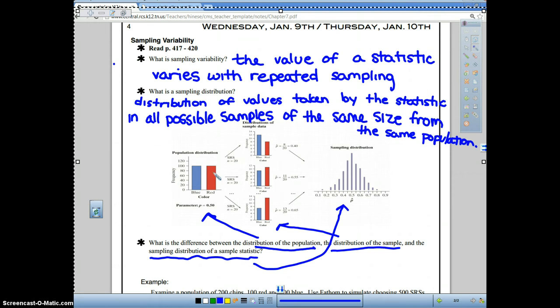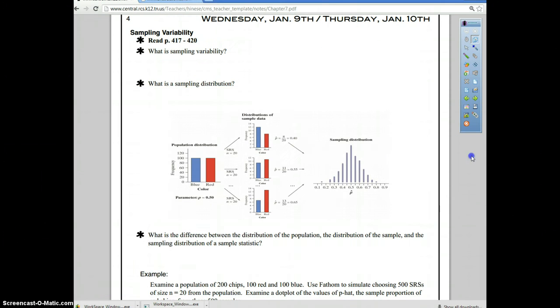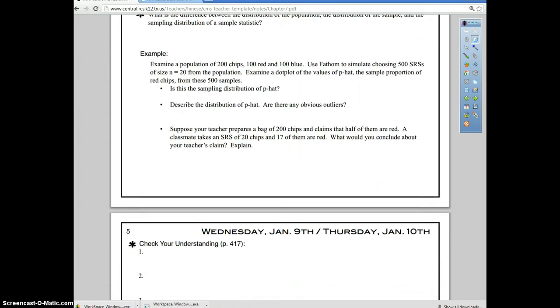Okay, it's important to notice that here we have 3 different types of distributions. With 3 different types of distributions, I always want to make sure that I'm being very specific about which one I am talking about. I cannot just say the distribution. I must say the population distribution, or the distribution of the sample data, or the sampling distribution.